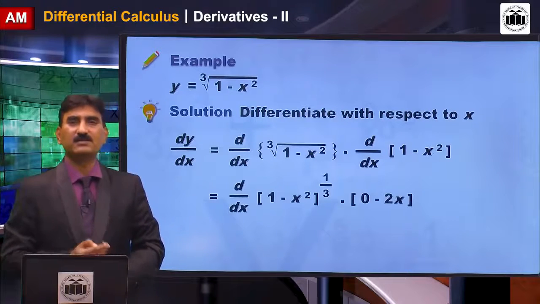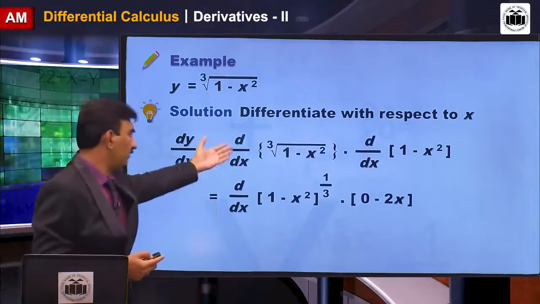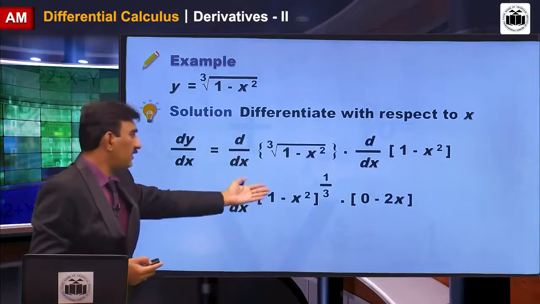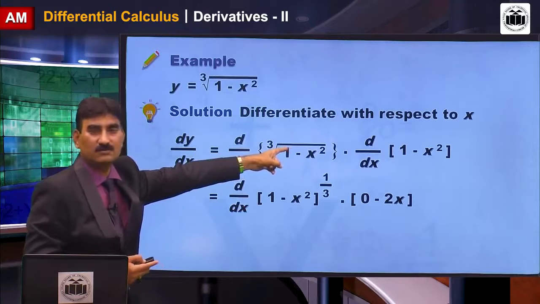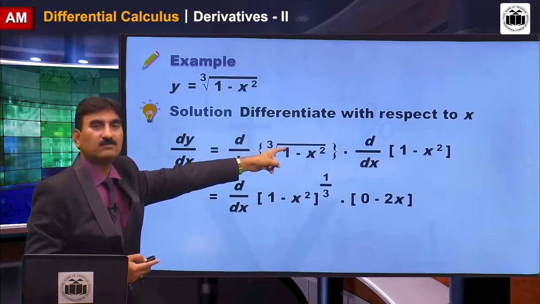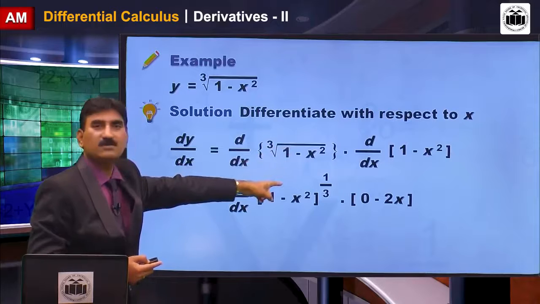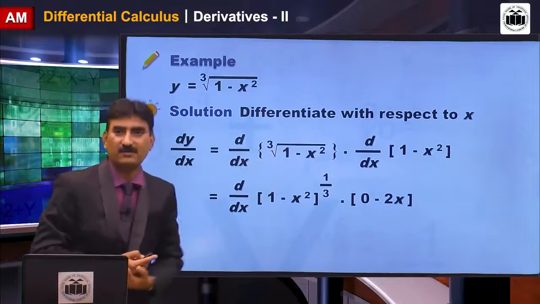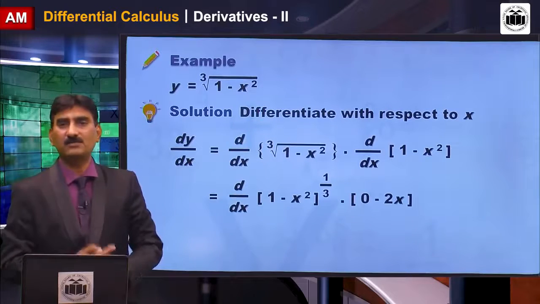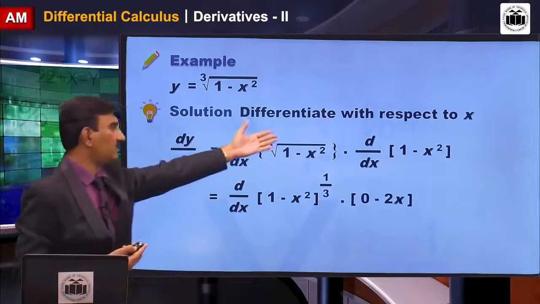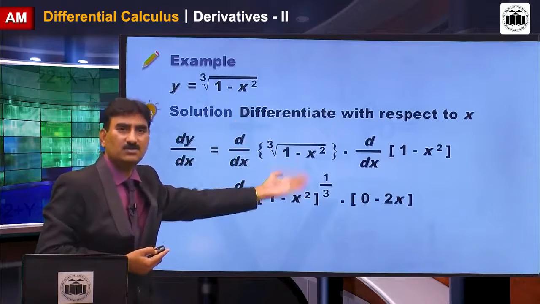Now first we see the third root of 1 minus x square, which is nothing but d by dx of (1 minus x square) raised to 1 by 3. Now 1 is alone without x, which means 1 is a constant and the derivative of 1 is 0. What about x square? Apply the formula x raised to n: 2 into x raised to 2 minus 1, that is 2x. So I am directly writing down here that the derivative of x square is 2x.